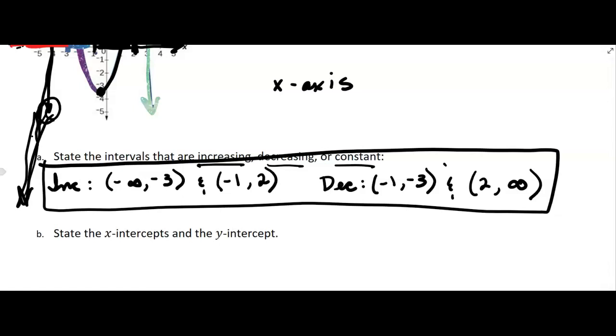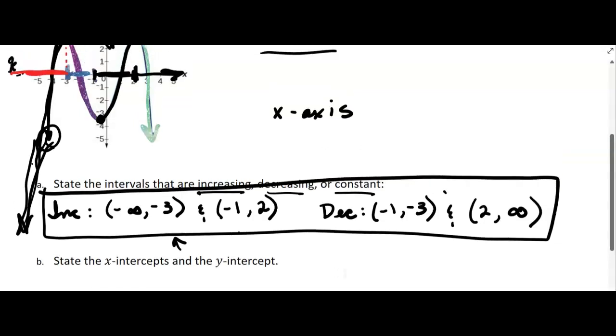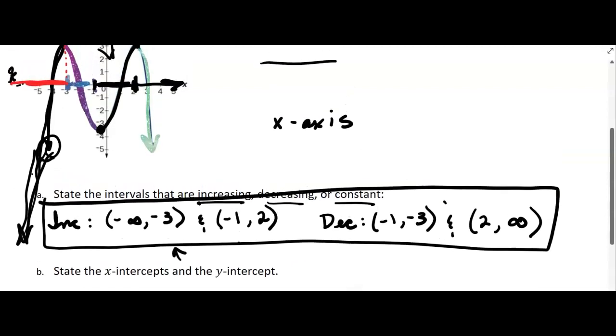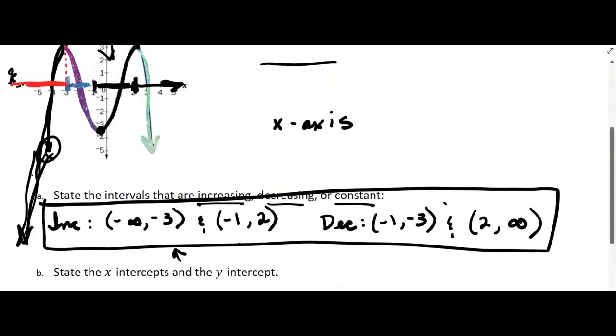But whatever you decide on that, if you go to the nearest integer, that's fine, but you should be consistent probably. Notice that my intervals are matching up where those changes were taking place. Okay. Now it says to state the x-intercepts and y-intercept.